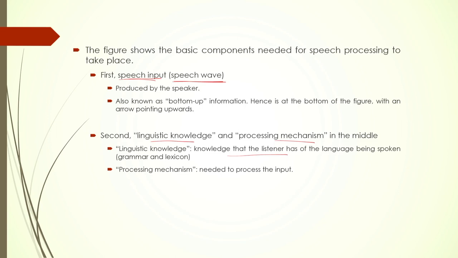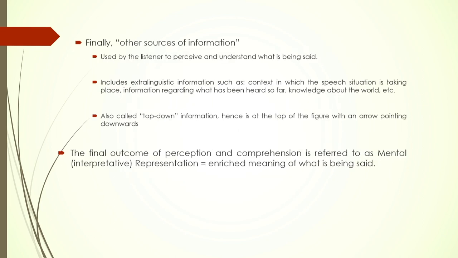And then, of course, we have processing mechanism. So, there are various mechanisms that help us process the incoming stimulus, the incoming speech signal, that ultimately takes us to the next level, that is, in this model, the final level. So, here we also have another level of information, which Rusiecki and Lee call other sources of information; there can be many other names by others as well. So, this basically is used by the listener to perceive and understand what is being said. This is different from the bottom-up information that we are getting from the environment.